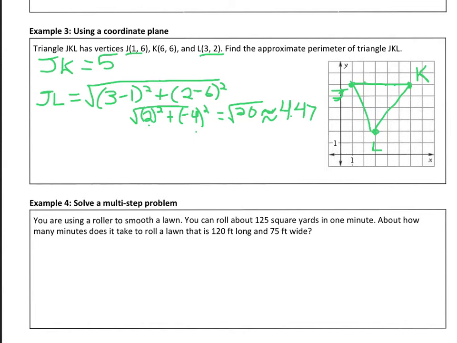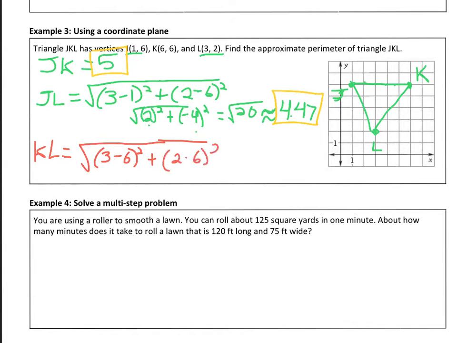So we've got two lengths, and maybe I'll do the next one in a different color to keep things straight for you. So we've got two of the lengths. I need to find one more. So I'll do that next one in, let's say, red. I got JK, I got JL. I got to find LK now, or KL. And that's, again, distance formula. So if I'm doing x2 minus x1, 3 minus 6 squared plus y2 minus y1, 2 minus 6 squared.